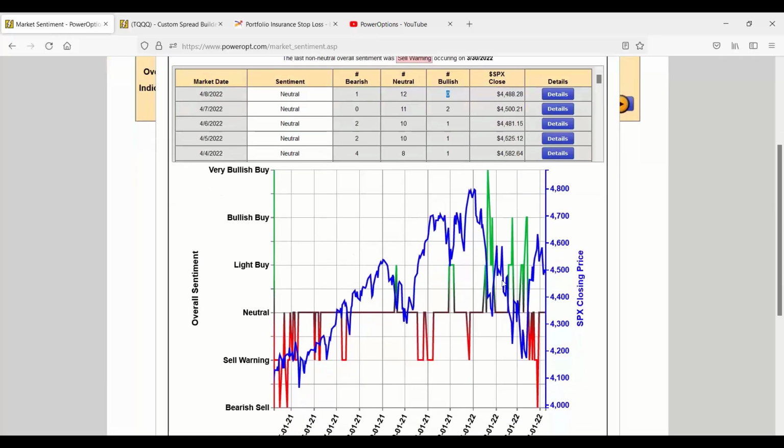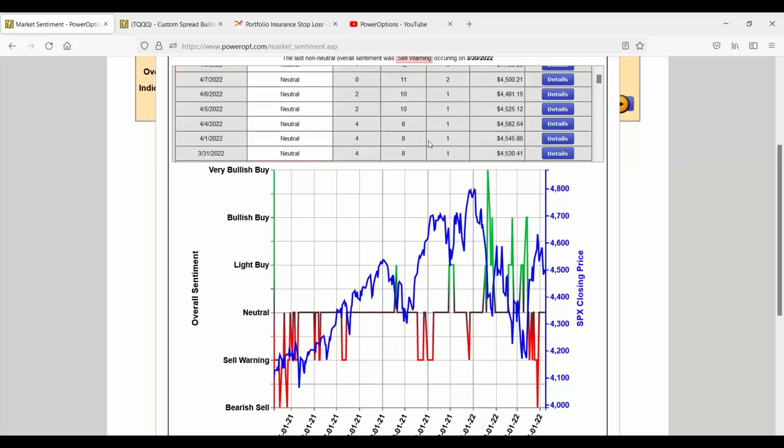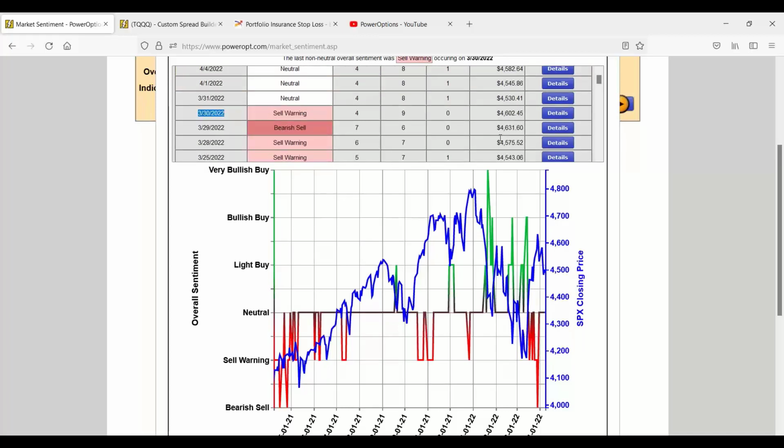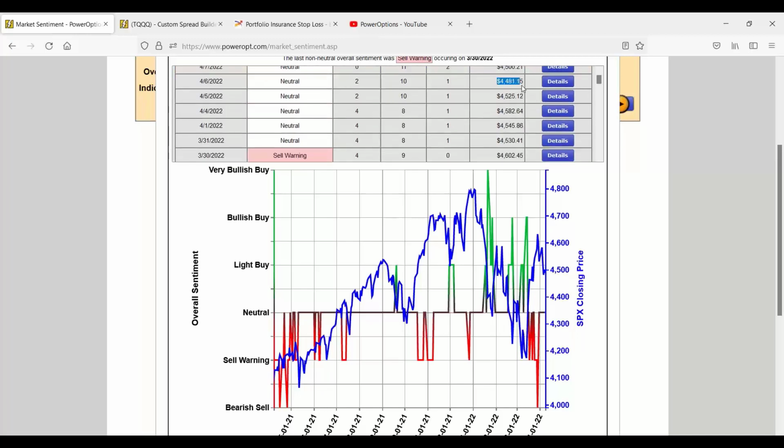So it hasn't actually triggered a new movement to the bear side, but the last signals were the bearish sell warnings that we saw back on 3/29 and 3/30, which sort of came to fruition a little bit. I'm not going to say that was the morning, but we did see the pullback there from the 46.31 down to 44.81 here.